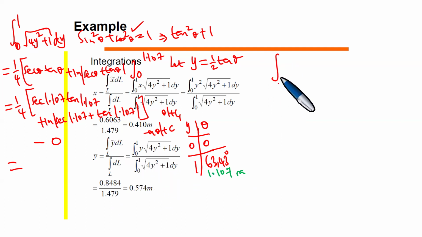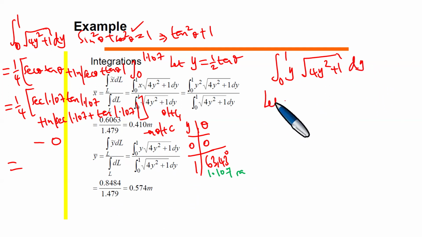What about the integral here from 0 to 1 of y times the square root? This one is easier. You can do it in 2 ways, because it has y here. Because of the y there, you can use u substitution. So you can let u be 4y squared plus 1. du is 8y dy.